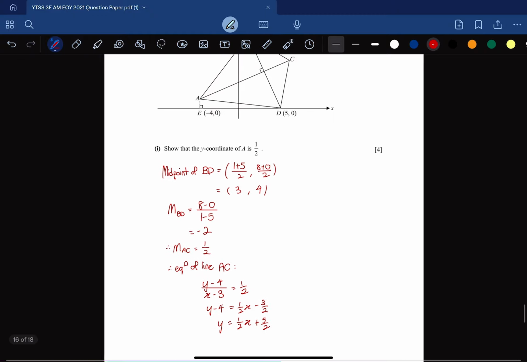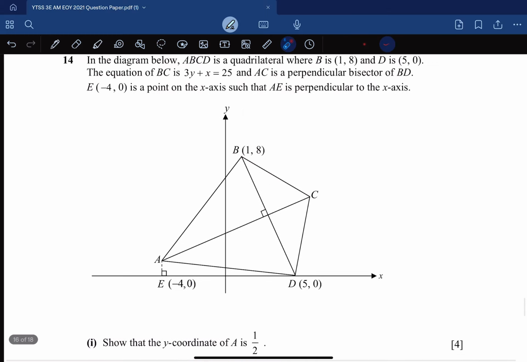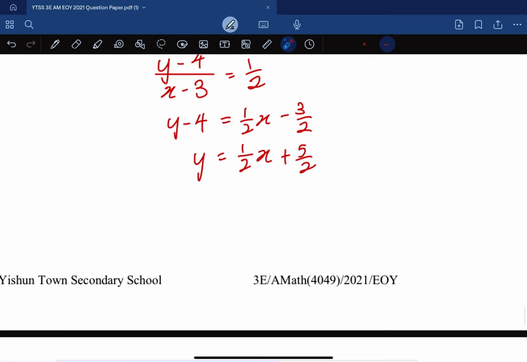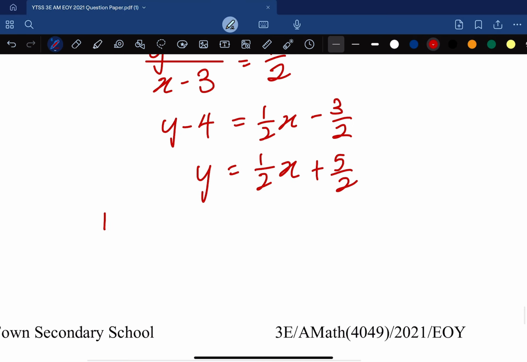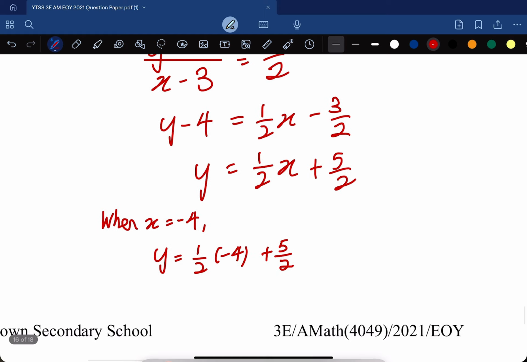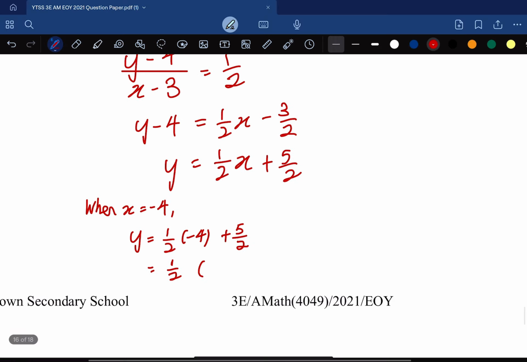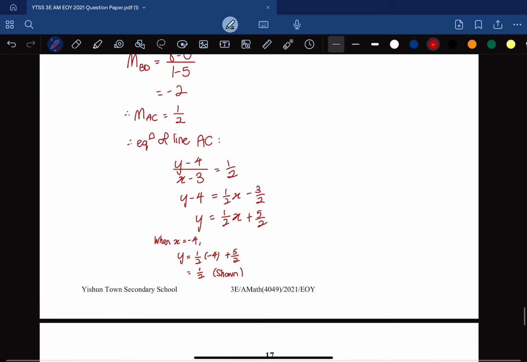And since I know that at point A, AE is perpendicular to the x-axis, which means that A and E share the same x-coordinate, and the x-coordinate of point E is negative 4. So what I need to do is simply sub in x equals to negative 4. When x equals to negative 4, y will be simply half times negative 4 plus 5 over 2, which will give me half. So therefore, the y-coordinate of A is half, shown. This is for part 1.